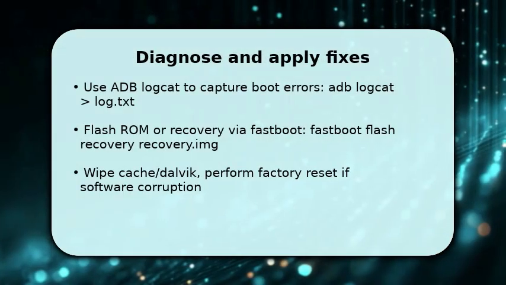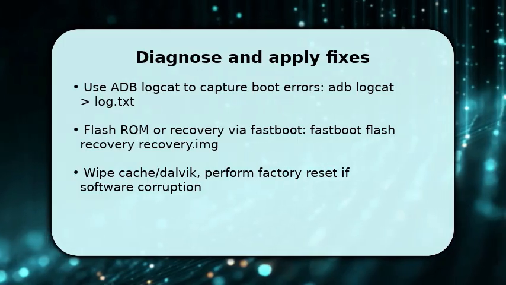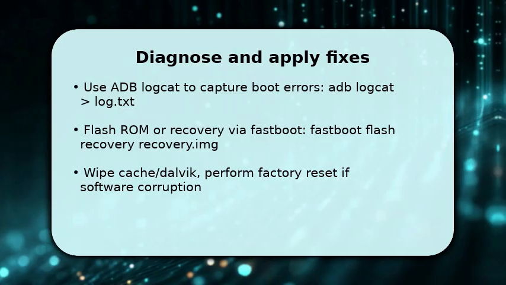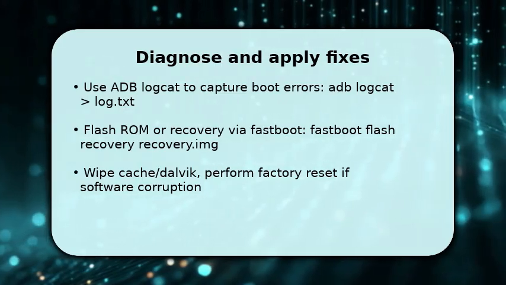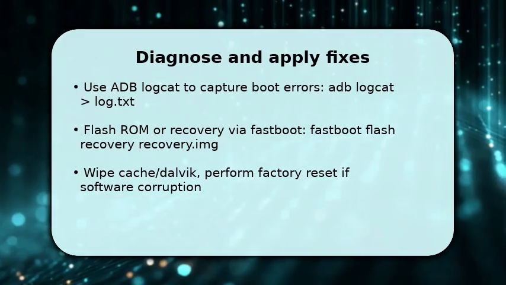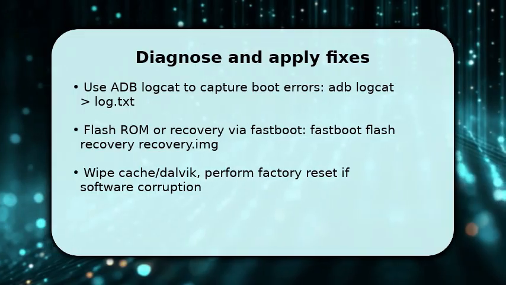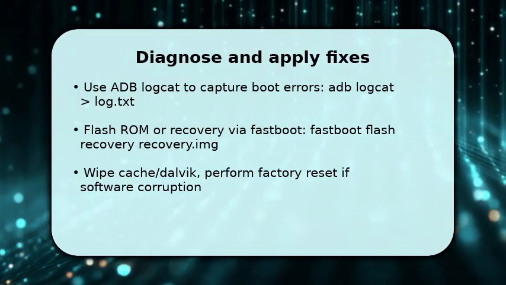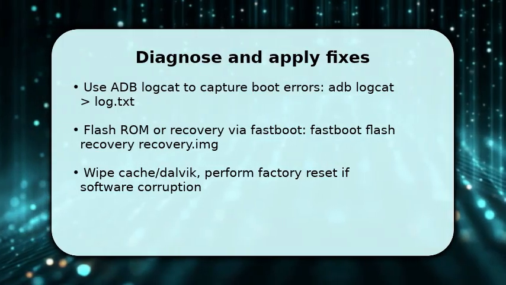You now capture and analyze logs to target the root cause. Connect via ADB and run a logcat to collect boot errors and identify failing services. If system files are corrupted, download the correct MIUI or fastboot ROM for your exact model. Then use fastboot flash commands to reflash recovery, system, or vendor partitions. Make sure to wipe cache and Dalvik/ART cache before rebooting.